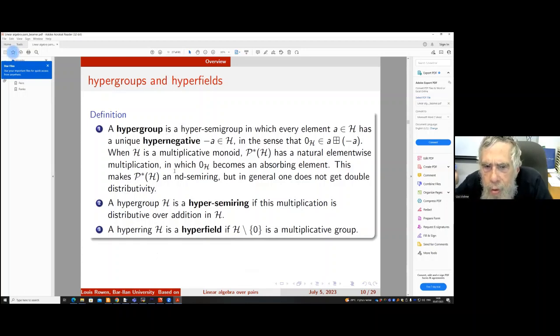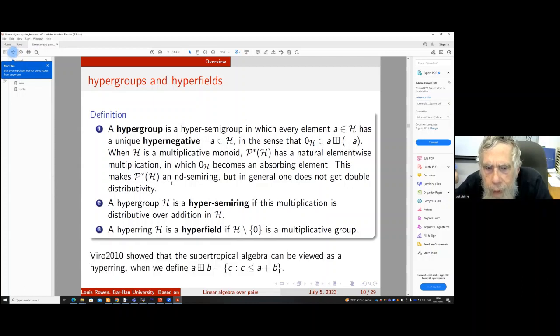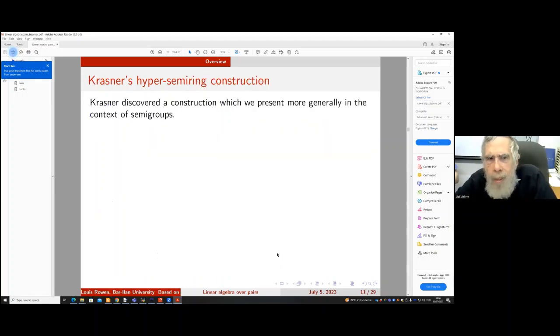Okay, so Vero showed that the supertropical algebra of Izhakian can be viewed as a hyperring when we define the set addition of A and B to be all C less than or equal to A plus B. So supertropical algebras fit into the hyperring construction.